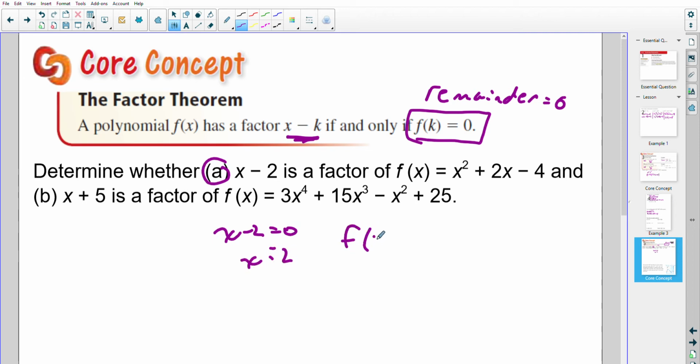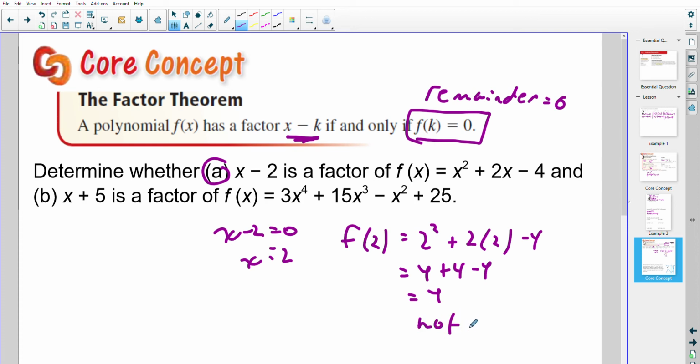So f of 2 is equal to 2 squared plus 2 times 2 minus 4. And let's see, it's 4 plus 4 minus 4. So this is not a factor. What is not a factor? X minus 2 is not a factor. If this was 0, then it would be a factor.